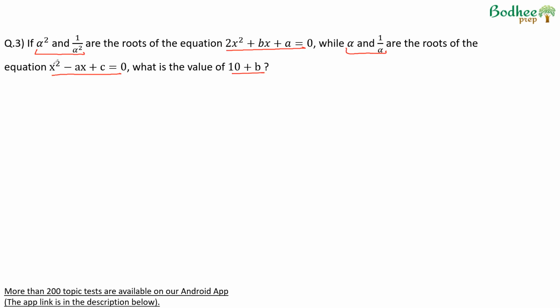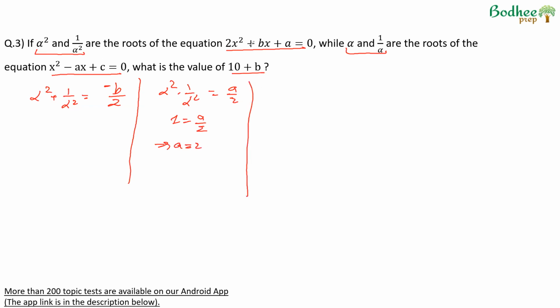From the first equation, we can write the sum of roots, alpha square plus 1 by alpha square, is equal to minus b by 2. Also, alpha square into 1 by alpha square, the product of roots, is equal to a by 2. Alpha square into 1 by alpha square is 1. So from here we get a is equal to 2. Next, for the second equation, we can write the sum of roots, alpha plus 1 by alpha, is equal to minus of minus a, which is a. We know that this is 2 because we've calculated the value of it. Alpha plus 1 by alpha is equal to 2.